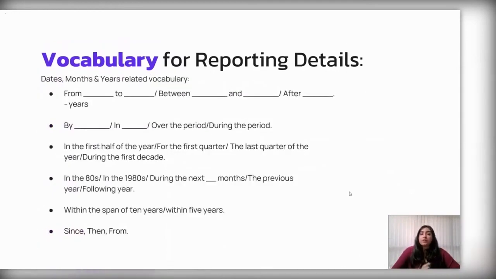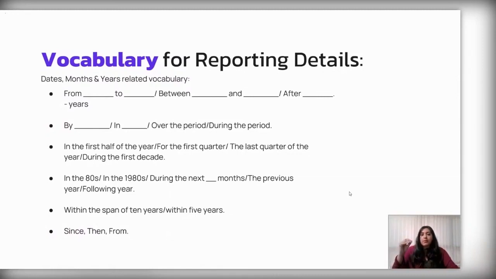Okay, some more vocabulary for reporting details when you're talking about dates, months, and or years. So you can say from this to this. So from 1992 to 1995, or between 1992 and 1995, or after 2000, right? So from blank to blank, or between blank and blank, is a good way of showing that. You can also say by 2010 if you have years. I'm just giving random numbers here, but you can say by this year maybe it had increased or it remained constant, those kind of vocab you can use.